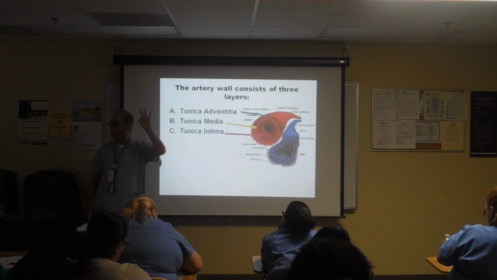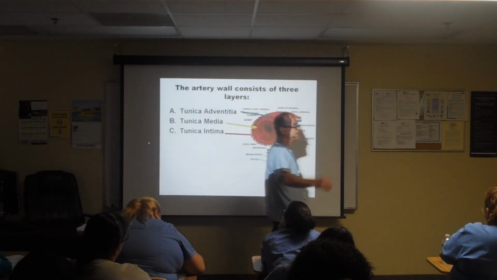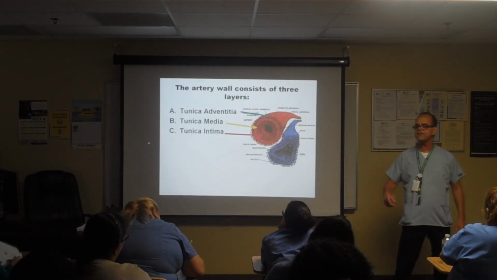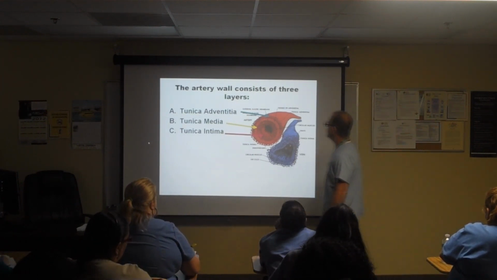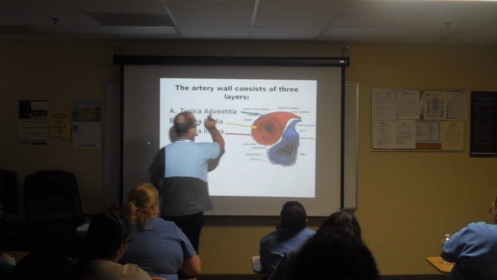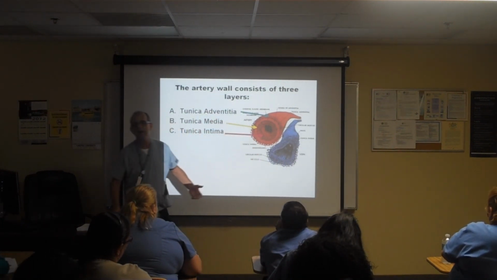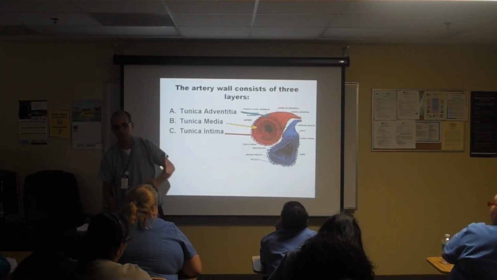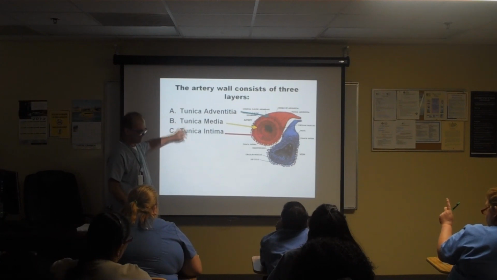The artery wall consists of three layers. Very important. You must remember the three layers of the vessel. This is the same for arteries and the same for veins. Three layers. The first is the tunica intima. The tunica intima is the endothelium. The endothelium is the tunica intima. That's the first.